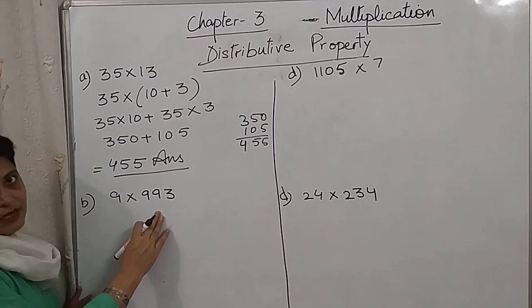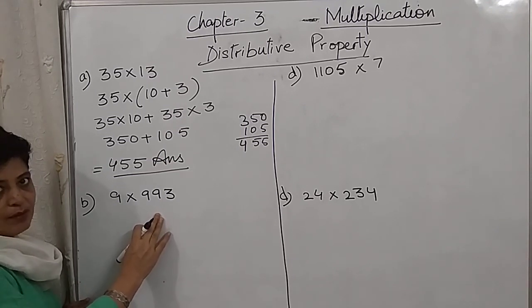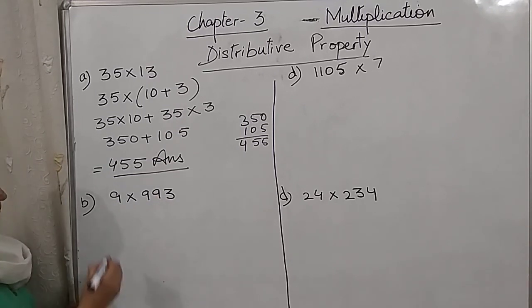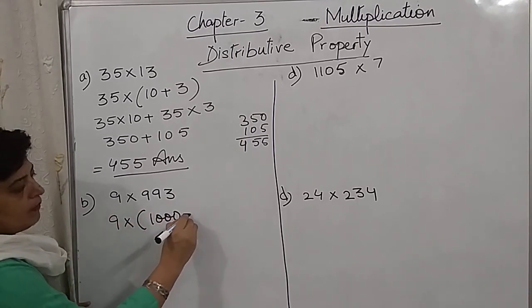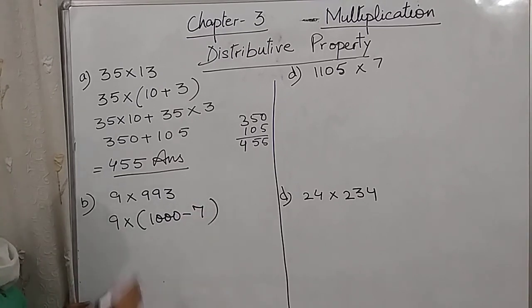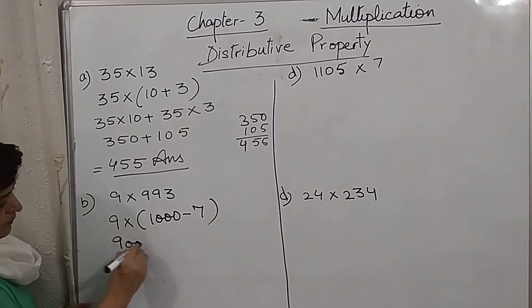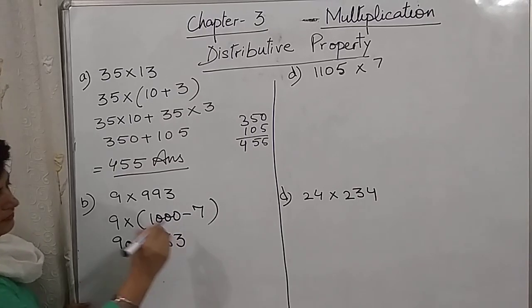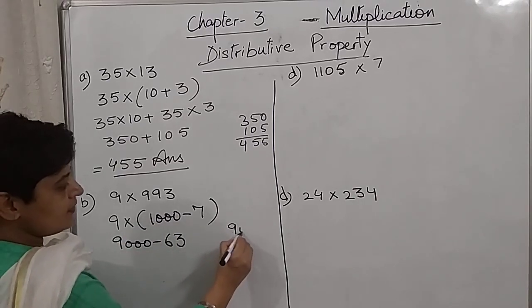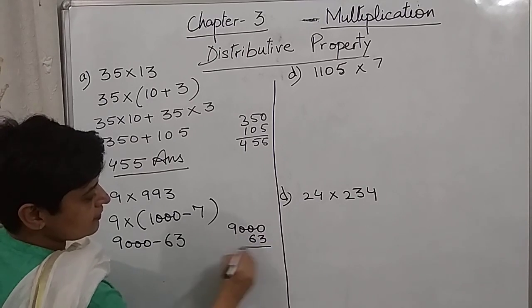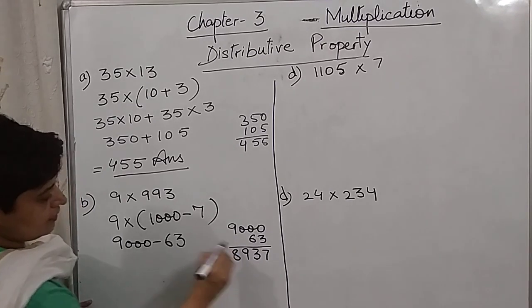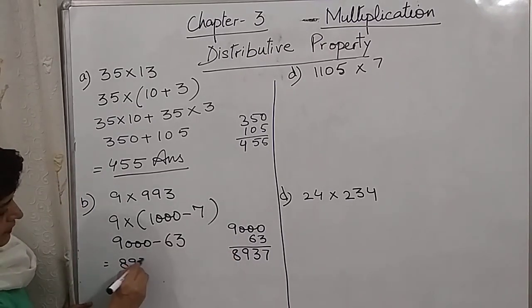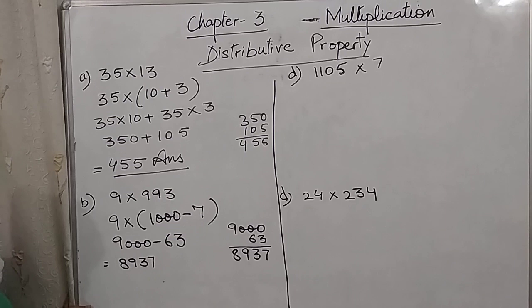993 seems to be a bigger number, but it can be broken into parts. 9 multiplied by 1000 minus 7. 9000 minus 63. So when we subtract 63 from 9000, we get 8937. Fine.